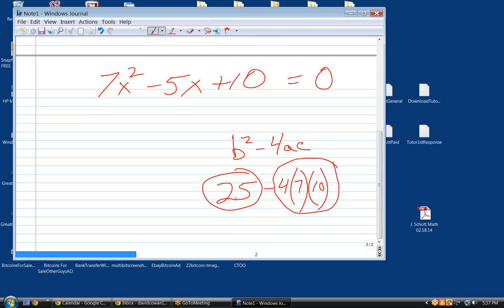So wait, if the discriminant is bigger than 0, then it has 2 real answers. Correct. And if the discriminant is equal to 0, it has 1 real answer. Correct. And if it is smaller than 0, it has 2 imaginaries. Yes. Let's go ahead and solve this. Wait, so what is the discriminant? Solve this using the quadratic, because we'll deal with imaginary numbers at the same time.